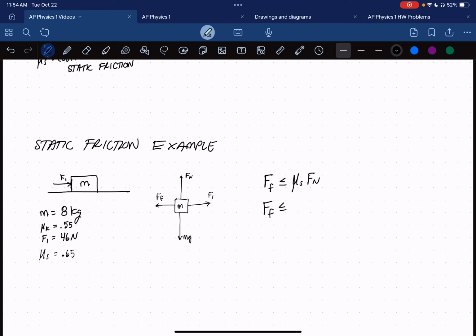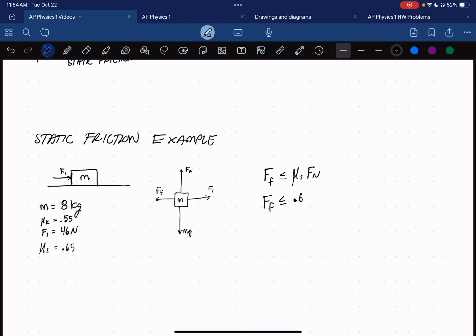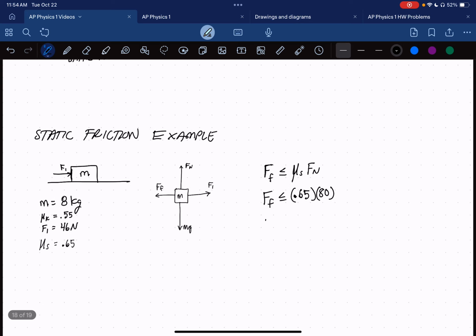Let's calculate what that is. Mu sub s is 0.65 times Fn, which is 80. We'll calculate what that is. 52 newtons. So what this is telling us is that the static friction is less than or equal to 52.